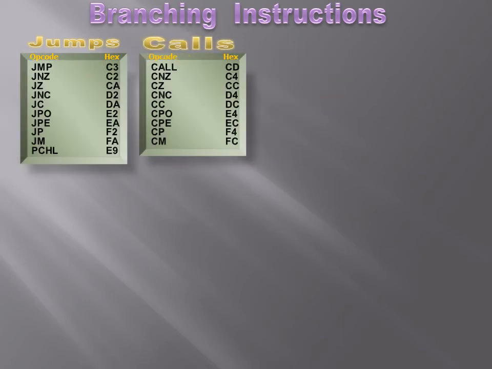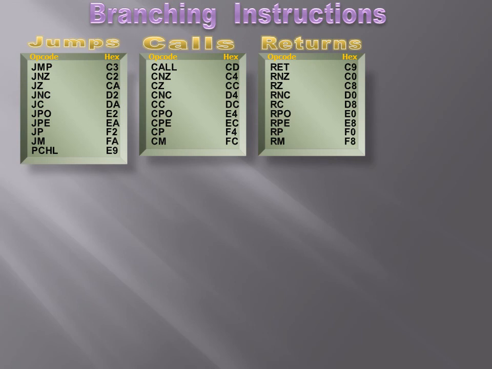And we have the calls, the simple calls and the conditional calls as well. Call on non-zero, call on zero. So we have all types of calls on parity. We have call on plus, call on minus. Then we have returns, with the same or similar conditions. Return on non-zero, return on zero, return on non-carry, return on carry, return on odd parity, return on even parity, return on plus, return on minus.